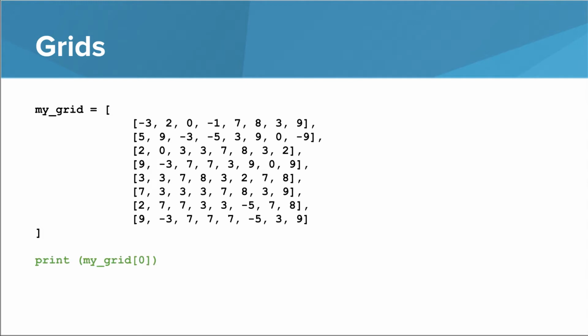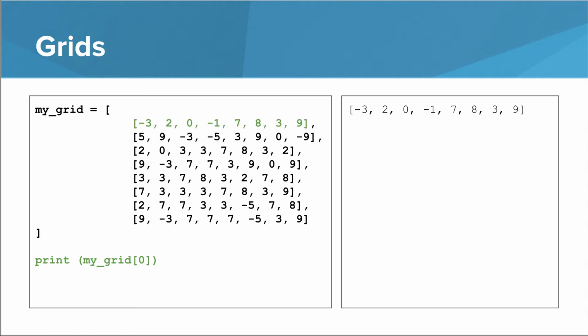Now that we have our list of lists, we can access one of the one-dimensional lists using an index, the same way we access anything in a list. When we run this program, what we see is the 0th list in our list of lists. We go to index 0 in my grid, and what we find is a list that contains -3, 2, 0, etc. We can use another set of square brackets to be even more specific.